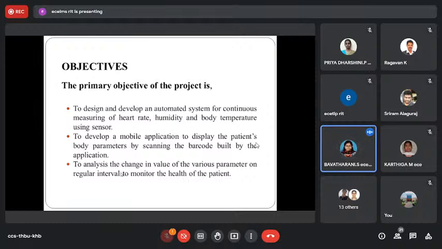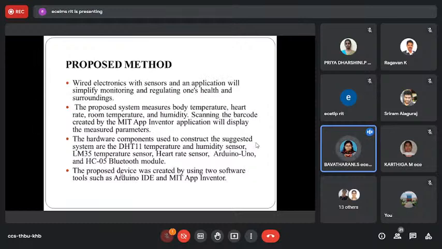So the proposed method is wireless electronics with sensors and an application, which will simplify monitoring and regulating one's health and surroundings. The hardware components used are the DHT11 temperature and humidity sensor, LM35 temperature sensor, heart rate sensor, Arduino UNO, and HC05 Bluetooth module. The proposed system measures the body temperature, heart rate, room temperature, and humidity. By scanning the barcode, it will be displayed in the application.